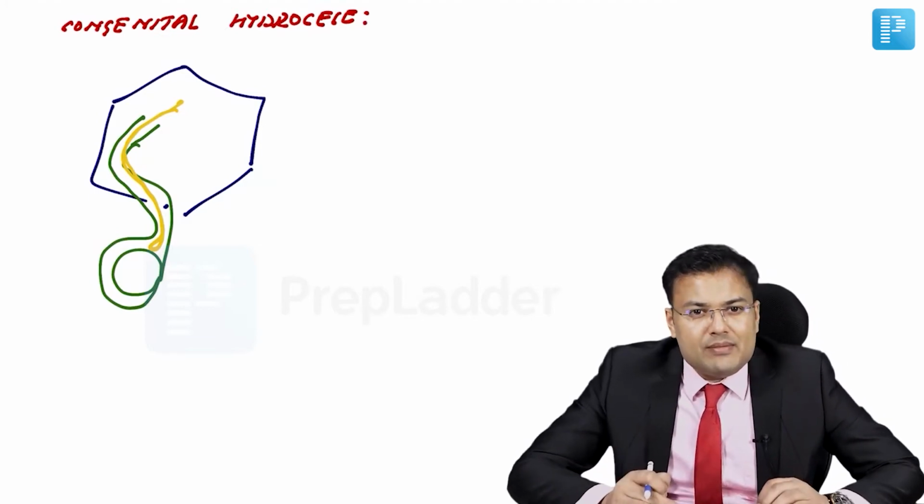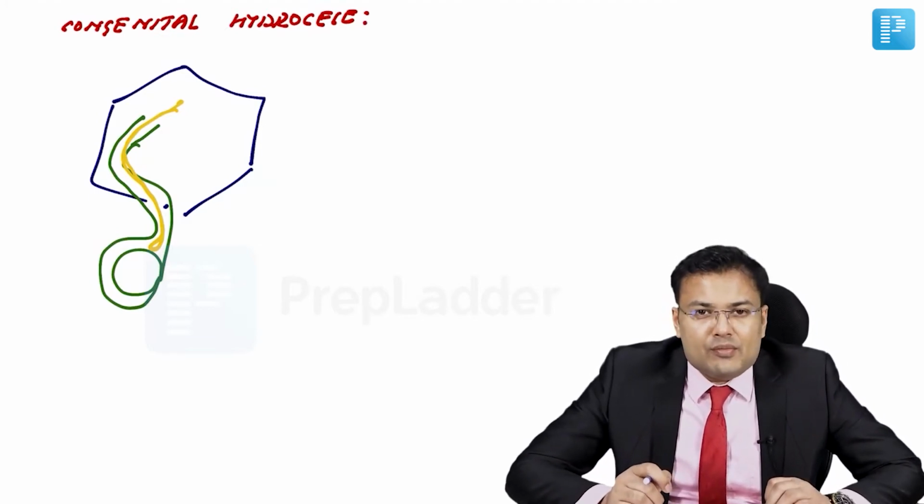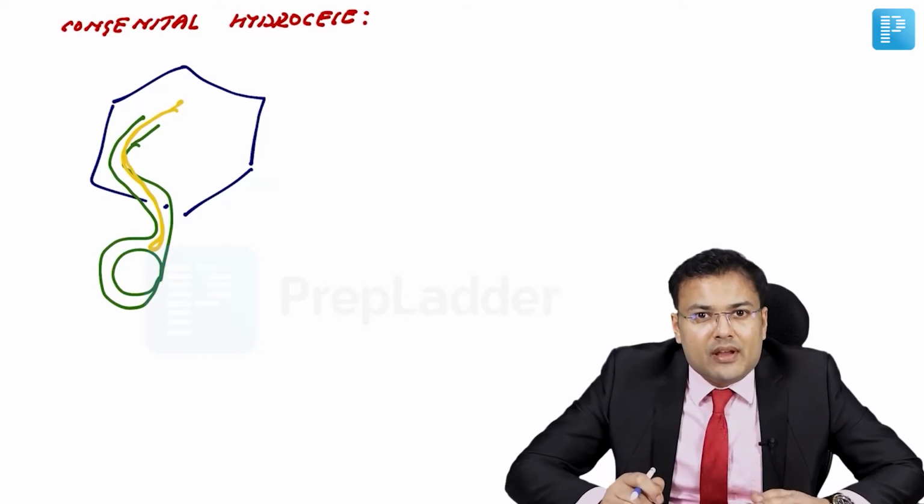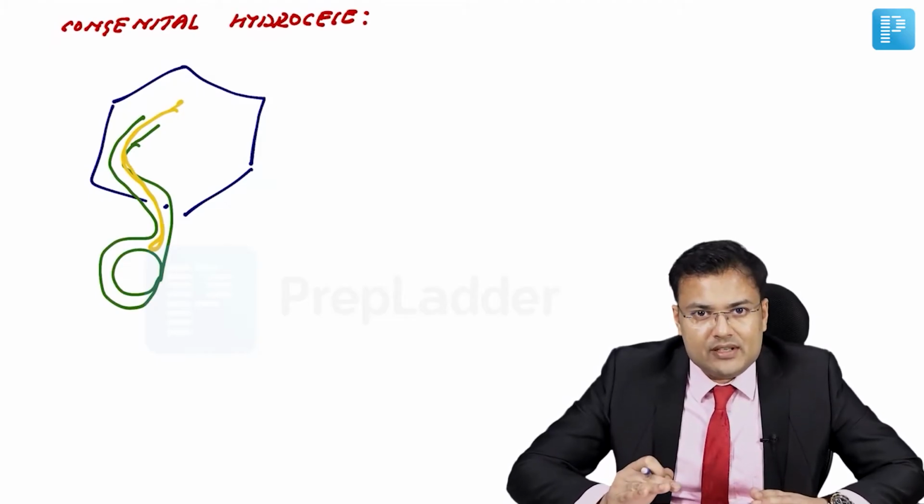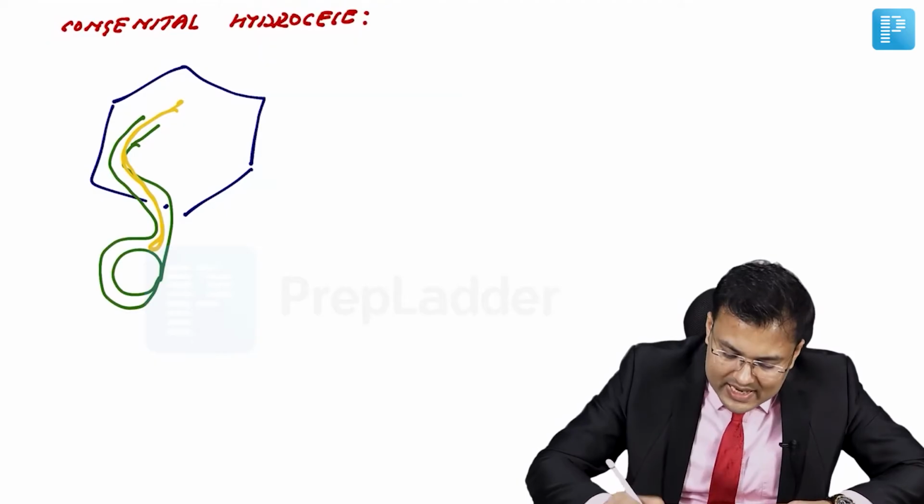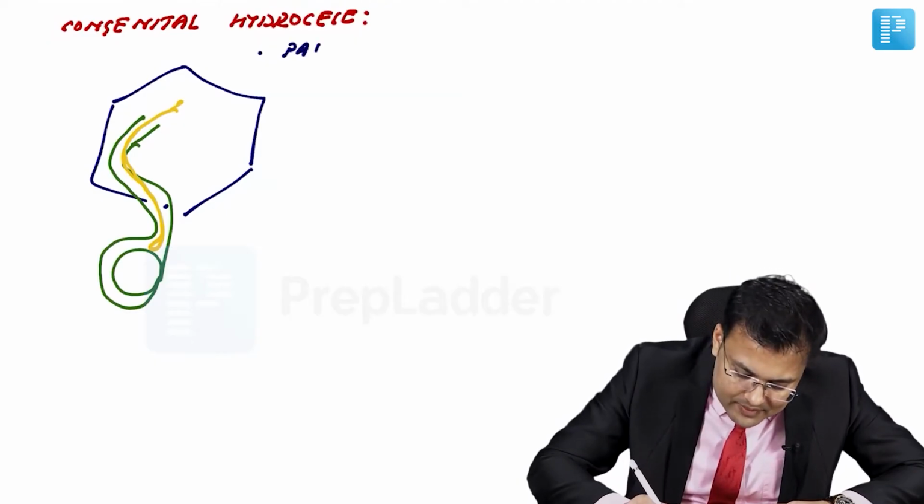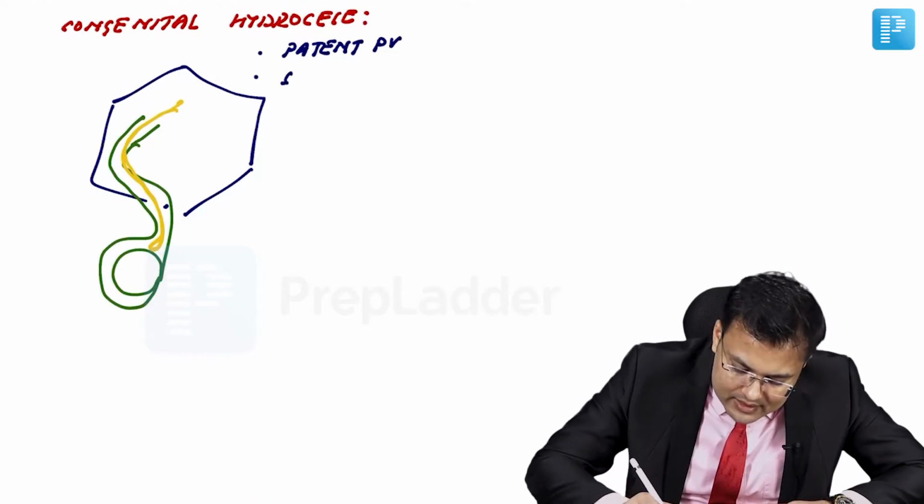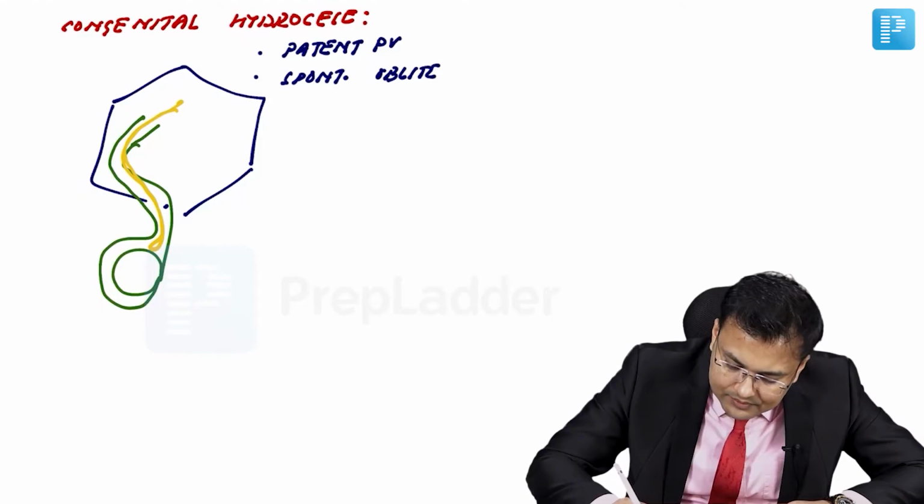So what is the treatment for congenital hydrocele? We have to perform herniotomy. So it's the herniotomy which is the treatment of choice. Okay, so it is characterized by patent processus vaginalis. Generally, spontaneous obliteration occurs by 2 years of age.